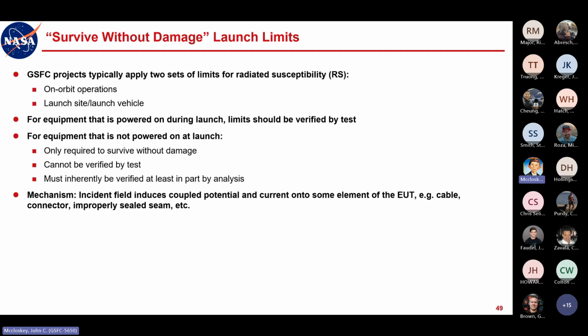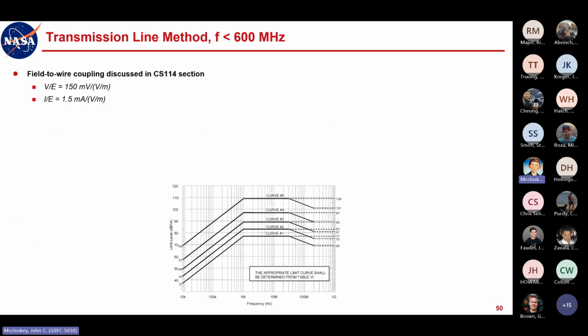So the mechanism is that an incident field induces a coupled potential and current onto some element of the UT, for example, a cable, connector, improperly sealed seam, and so forth. And the two main coupling models are the transmission line method and the dipole method, which is what I'm going to talk to you about now.